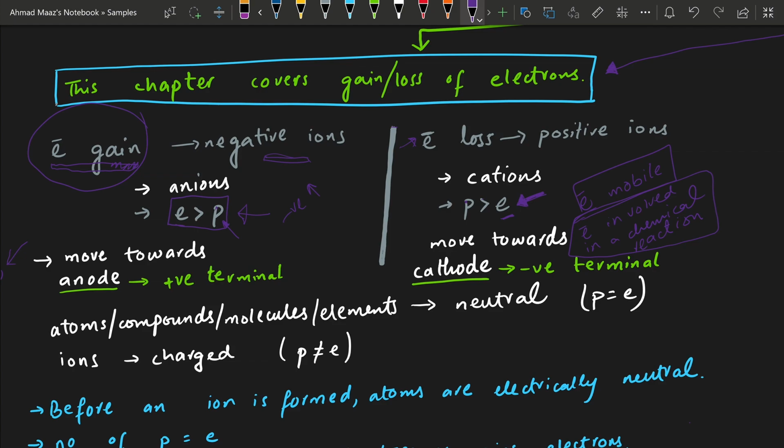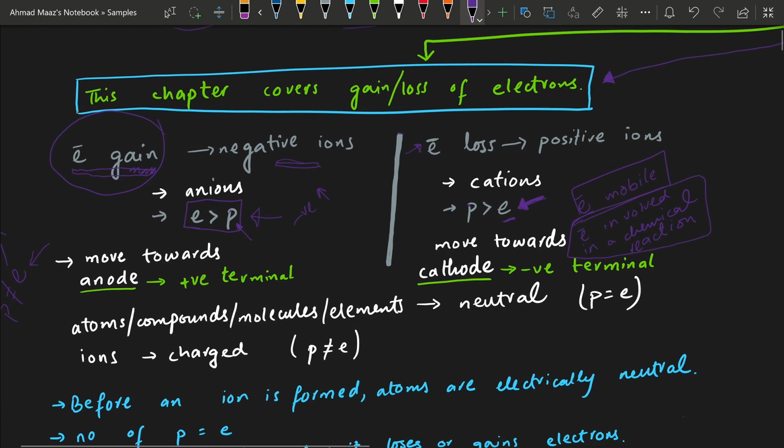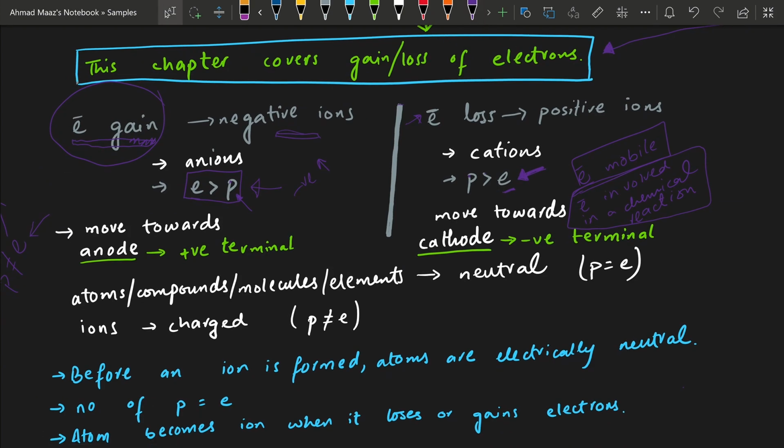Alright, now depending upon this charge, depending upon this negative or positive charge, we give ions different names. We call negative ions the anions and we call the positive ions the cations. Why do we say that? That is because the anions move towards an anode. What is an anode? Anode is the positive terminal of the battery. The anions move towards an anode during electrolysis.